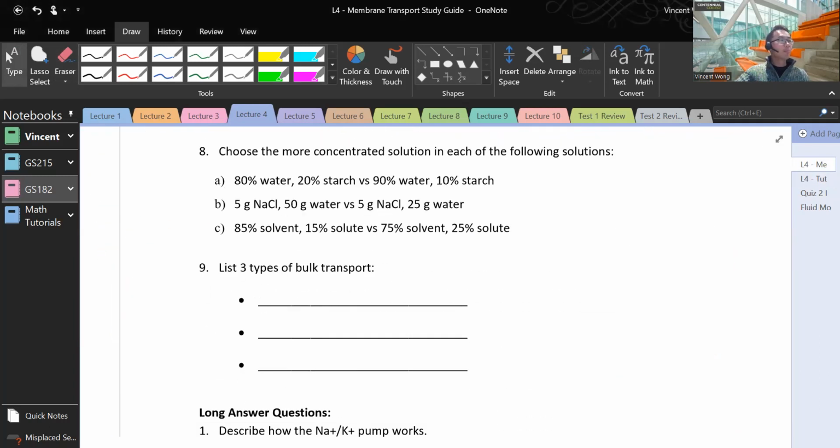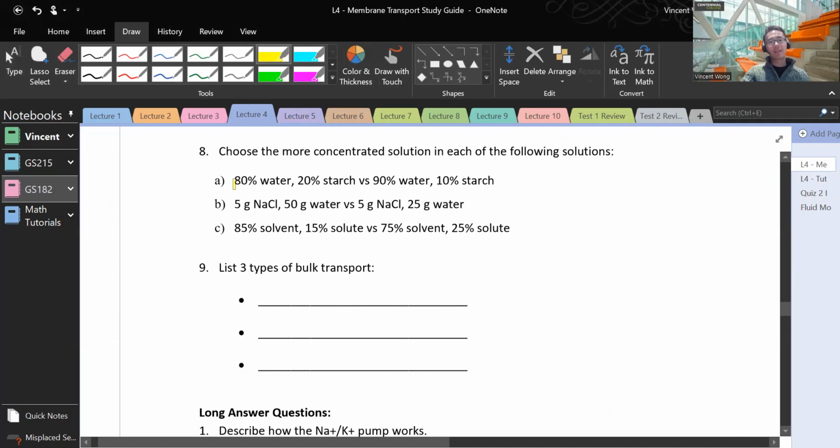So here, choose the more concentrated solution in each of the following. The first one, we have 80% water and 20% starch versus 90% water and 10% starch. So obviously you're looking for the one that's more concentrated, okay? So obviously the one that has more starch is going to be the more concentrated one.